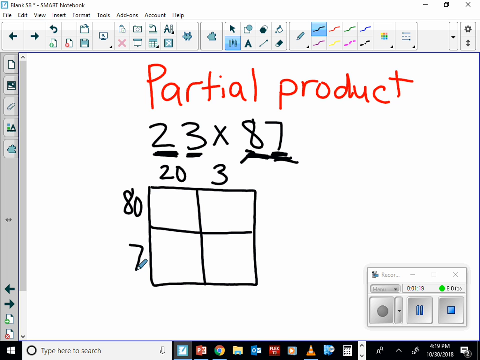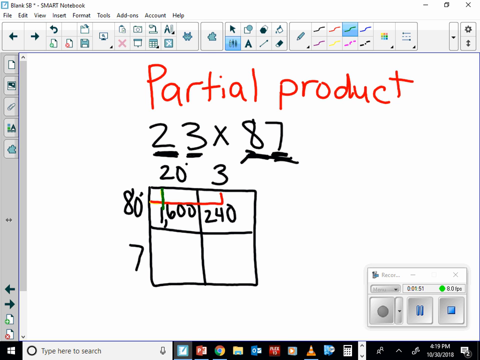Now we're going to be cross multiplying. So the first thing we're going to be multiplying is these numbers right here, 80 times 20. 8 times 2 is 16. And then I see 2 zeros, so I'm going to add 2 zeros to the end. That means that 80 times 20 equals 1,600. The next thing we're going to multiply is 80 times 3. 8 times 3 is 24. And then I only see 1 zero, so it's 240.